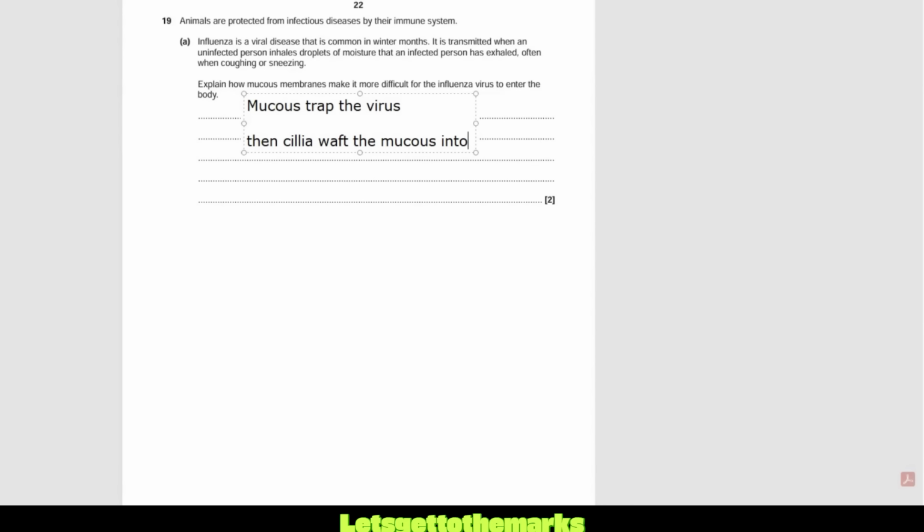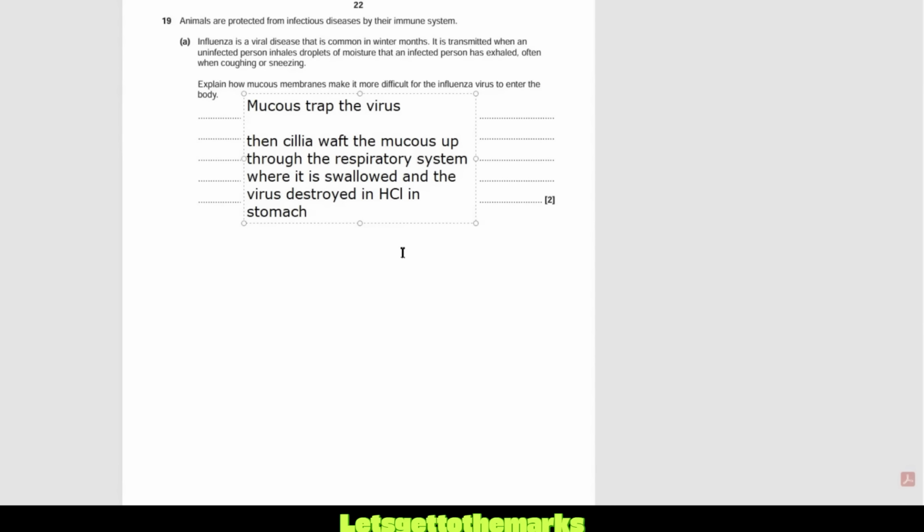So then the cilia waft the mucus up through the respiratory system where it is swallowed and the virus destroyed. I think I'm overdoing it here in hydrochloric acid in stomach. So there we go. Yeah, swallowing mucus. Nice. Okay, so essentially that's going to get you the marks. Let's zing on.